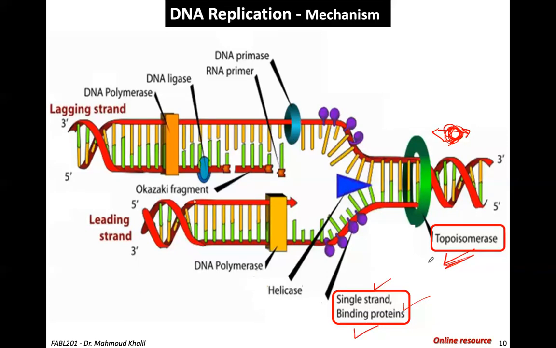If there is supercoiling or torsional stress, it will interfere with the direction of the fork, and actually it will interfere with the melting of the DNA.